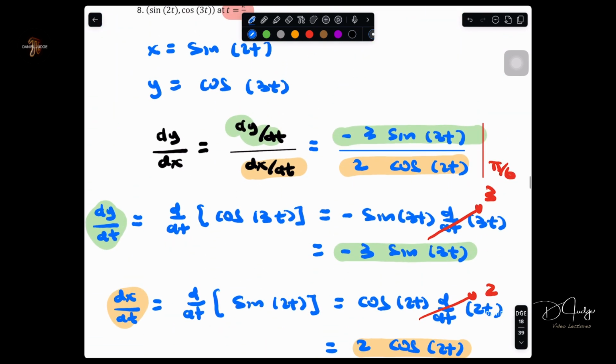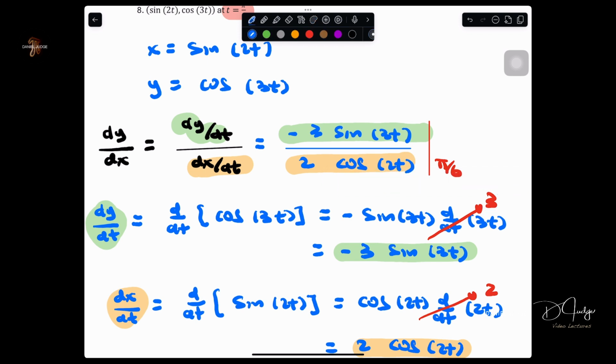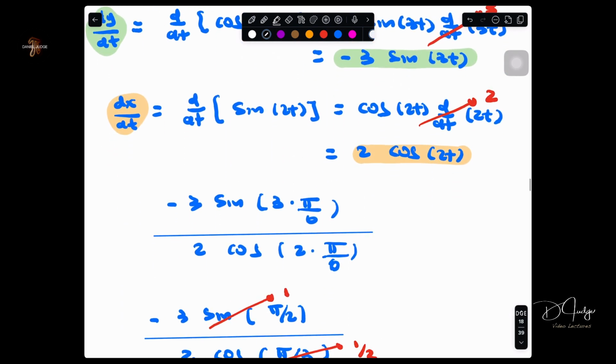So I'm going to move this over here and put the final answer as simply -3 here. Okay. So this is your derivative, and this is the answer to number 8 here. -3.